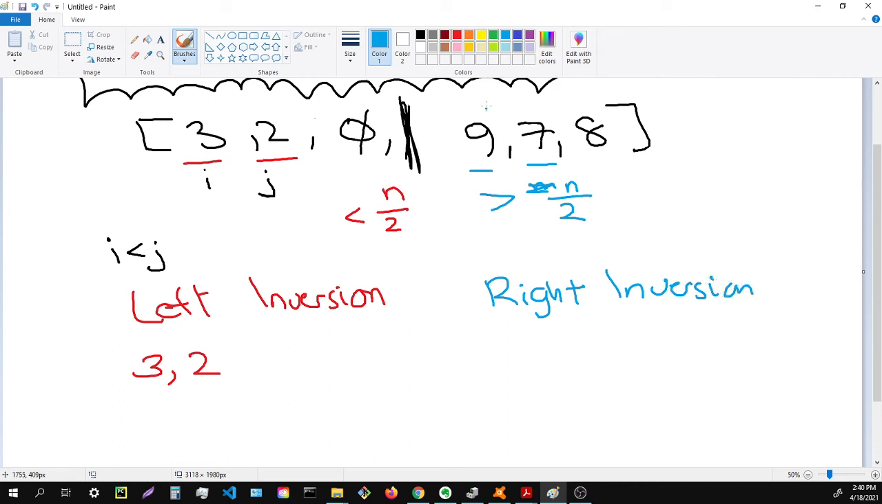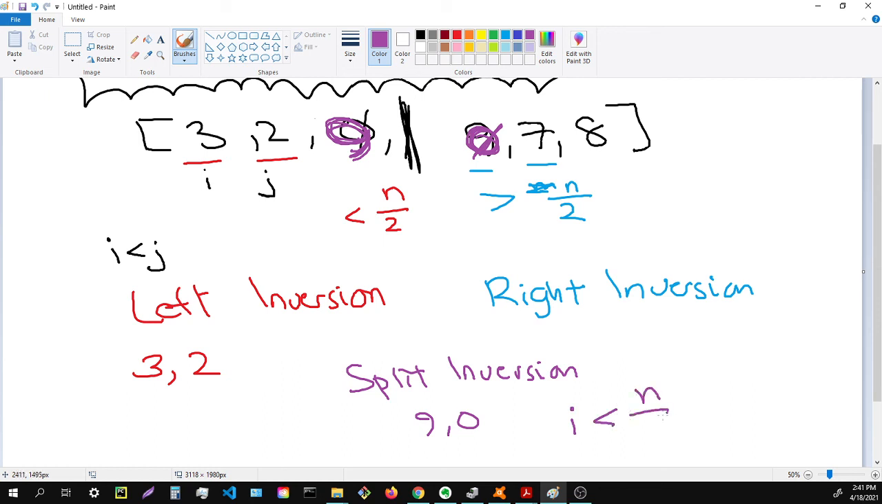So what is a split inversion then? A split inversion is when the inversion happens across both halves of the array. So here, actually, these numbers are in order. So for example, let's change this to 9 and this to 0. Now we have a split inversion, and the split inversion happens across both halves of the array. So you have where I is less than n divided by 2, but it's less than j.